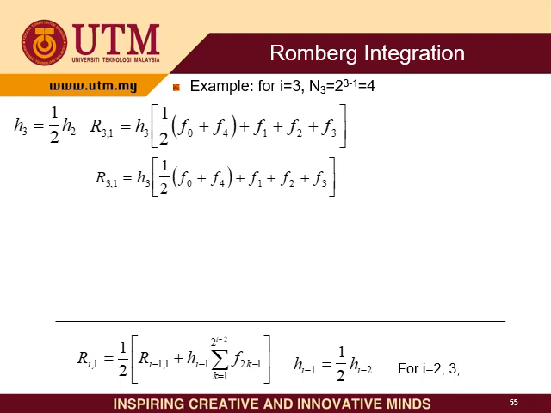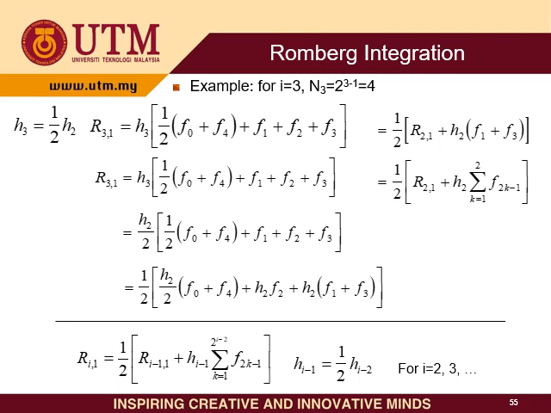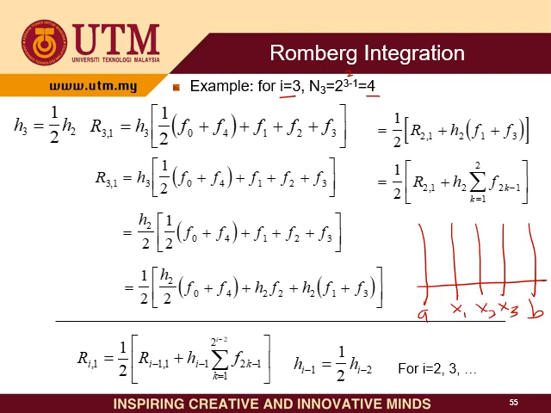Okay, this is the example for I equals 3. Before this, I1, I2, now I is 3. If you see I is 3, so 2 power 3 minus 1 is 2, right? 2 power 2 is 4. So now we have 4n. This is your A, this is your B, x1, x2, x3. Okay, we have 4 intervals. 1, 2, 3, 4. This is your x0, this is your x4.